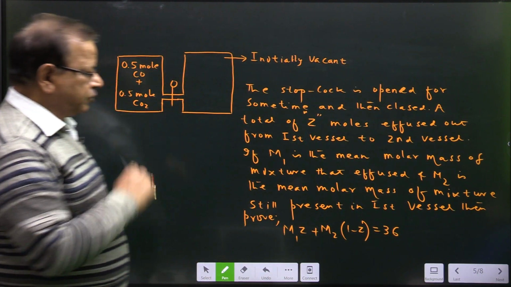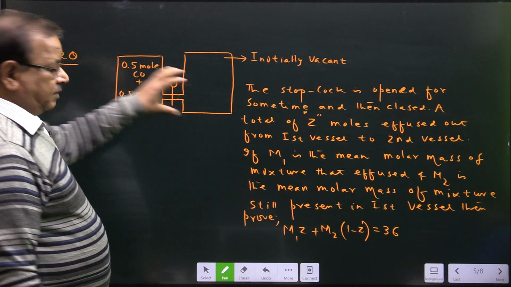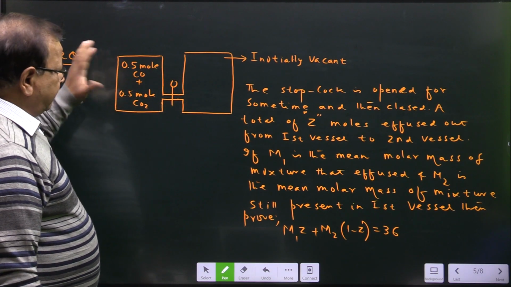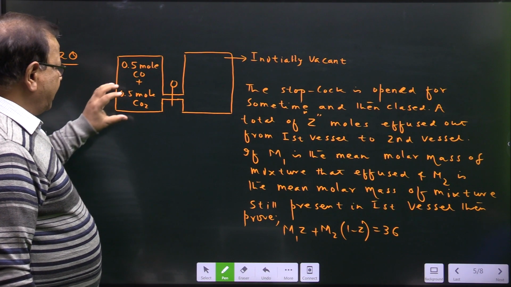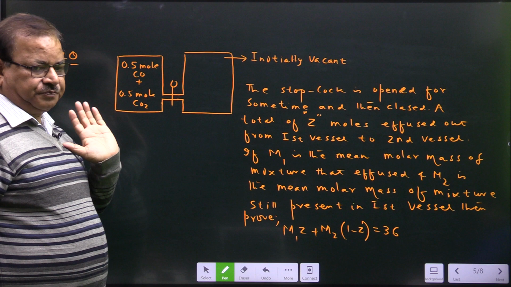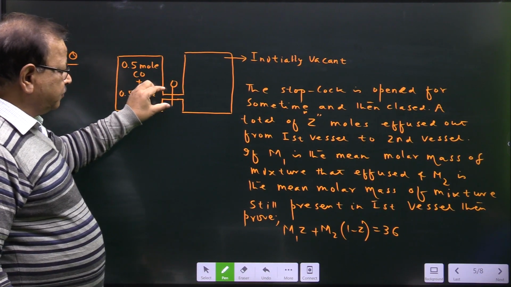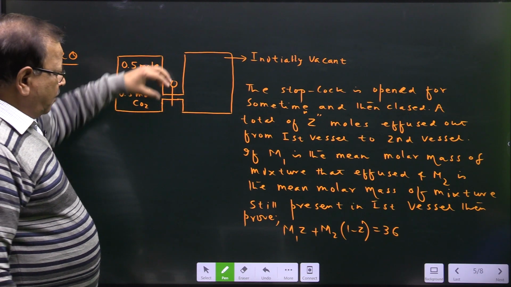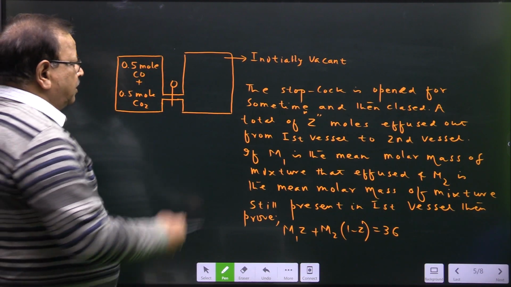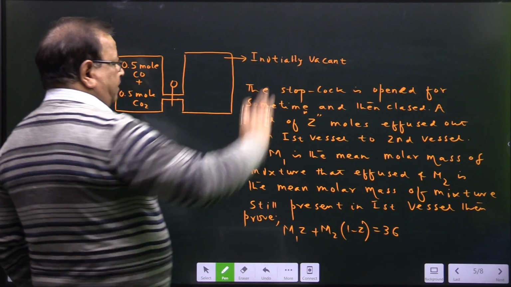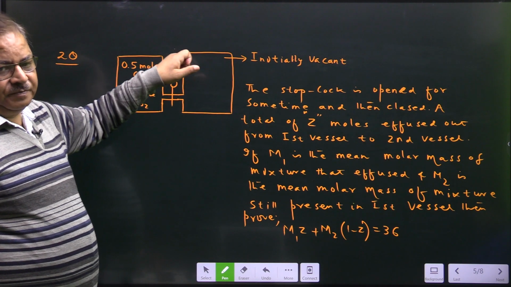Now come to this question. In this question there are two vessels. In the left side vessel it's a mixture of 0.5 mole of CO and 0.5 mole of CO2. These two vessels are connected with a tube of negligible length with a stopcock. Initially it is stopped. The second vessel is initially vacant. There is no gas in the second pot. It is opened for some time.